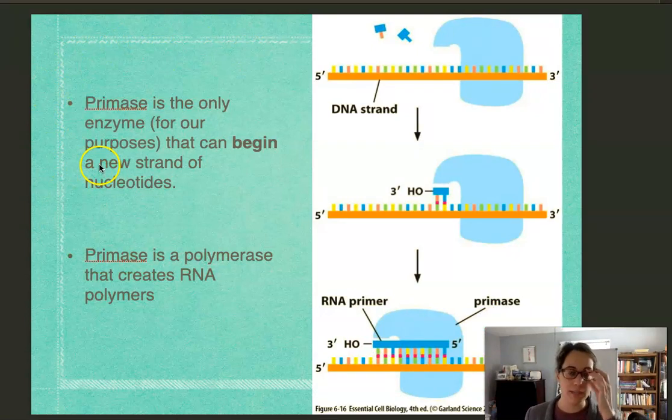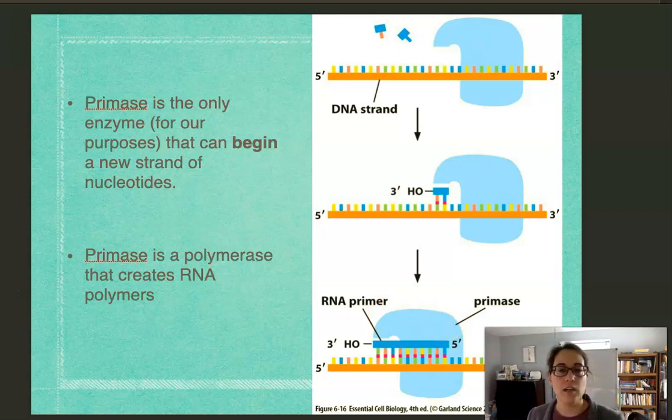So as I mentioned, primase is another enzyme, and it is the only enzyme for our purposes for our class that can begin a new strand of nucleotides. So the DNA strand here that is shown is the template. Then primase can come in and set down complementary nucleotides, and it continues that short chain of nucleotides, which is actually RNA, not DNA, and it makes maybe 10 or so nucleotides in a row, and then the primase will dissociate.